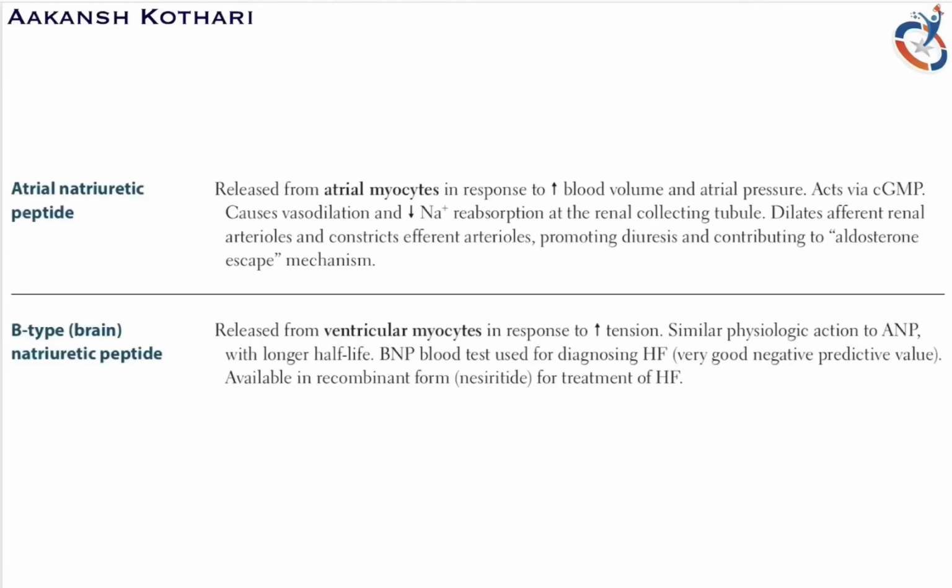Now, ANP is released by the atrial myocytes in response to increased blood volume and increased atrial pressure. So when the pressure in the atria and the blood volume in the body is high, ANP is released by the atrial myocytes. Now this acts via the cyclic GMP pathway and it causes majorly two effects, that is vasodilatation and decrease in the sodium reabsorption, that means increased sodium excretion.